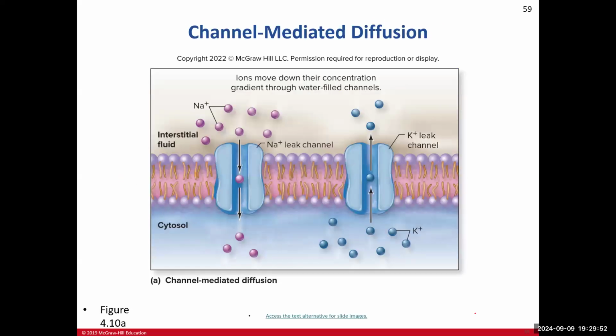All right, so that's what we're seeing here. Here's a leak channel. They're always open. You notice lots of sodium outside the cell, not a lot inside the cell. So you can see sodium is going to go from outside to in. Vice versa, here's a potassium leak channel. Lots of potassium inside the cell, very little of it outside the cell. So you can see potassium is going to leave the cell. But once we have equal amounts of sodium on both sides of the cell, it's not going to travel through the leak channel because we're at equilibrium. There's no reason.